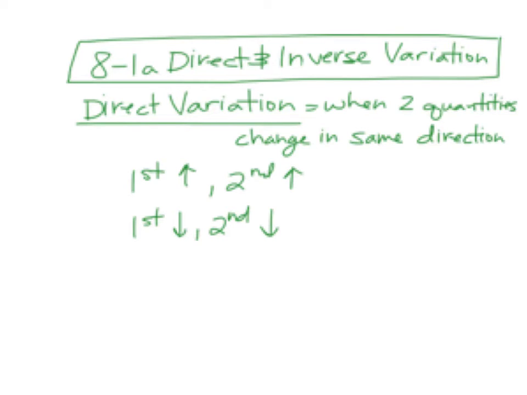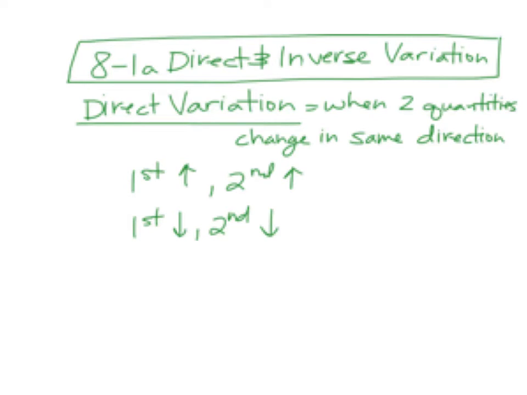If you're buying something at the grocery store, like you're gonna buy bananas, the more pounds you buy, the more money you spend, okay? So they're both going up. If they went down, if you buy less pounds of bananas, you will spend less money. So both on their way down then, okay?